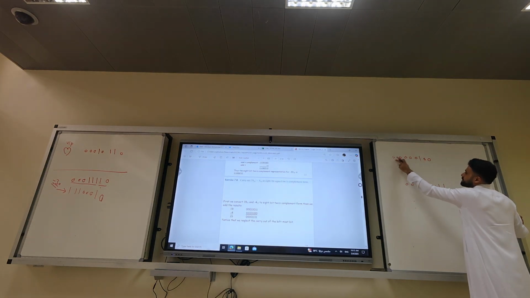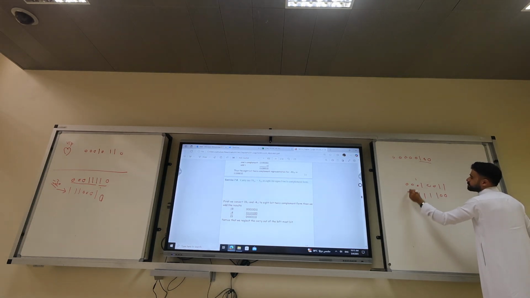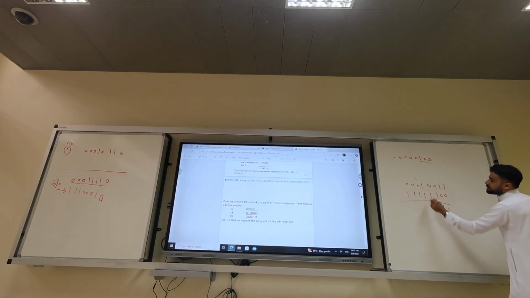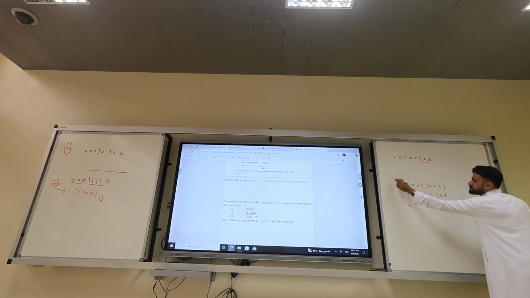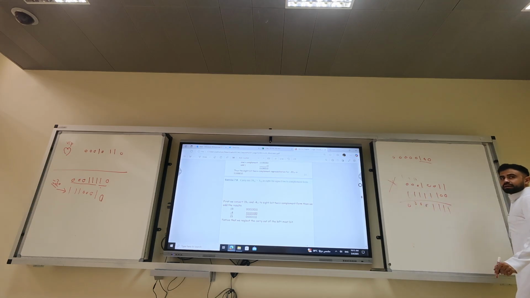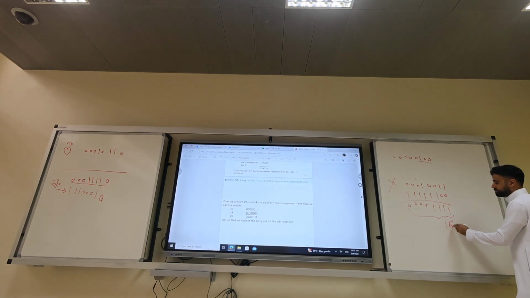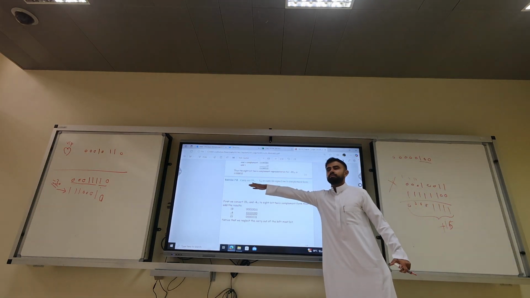1, 2, 3, 4, 5, 6, 7. What is the 2's complement? Copy the first 3, flip everything else. And then do the addition. 1 plus 1, 0, carry 1, 0, carry 1, 0, carry 1, 0, carry 1, and you ignore the last carry. What is this number? 15 or 16? 15. Clearly, 19 minus 4 is 15.